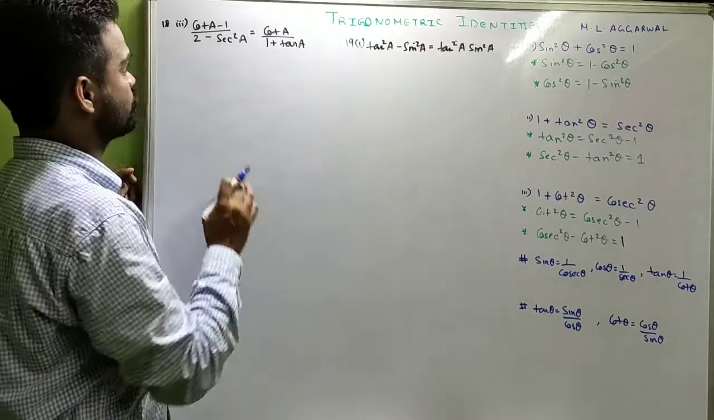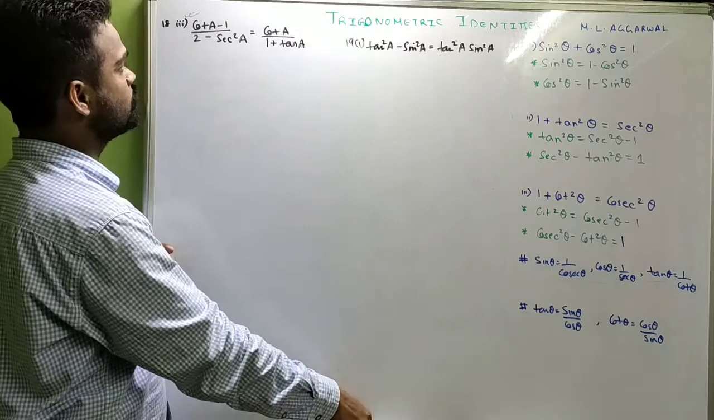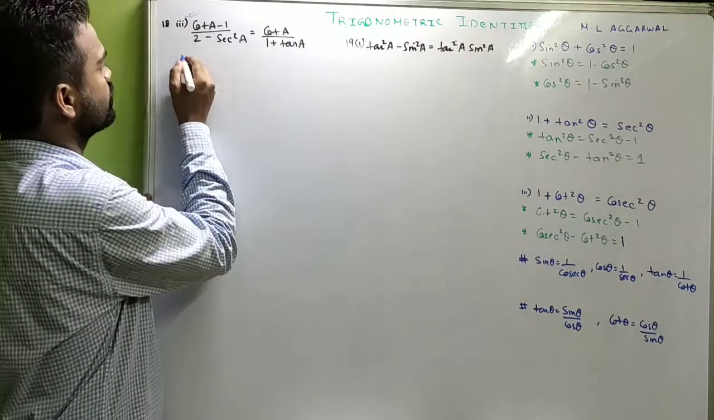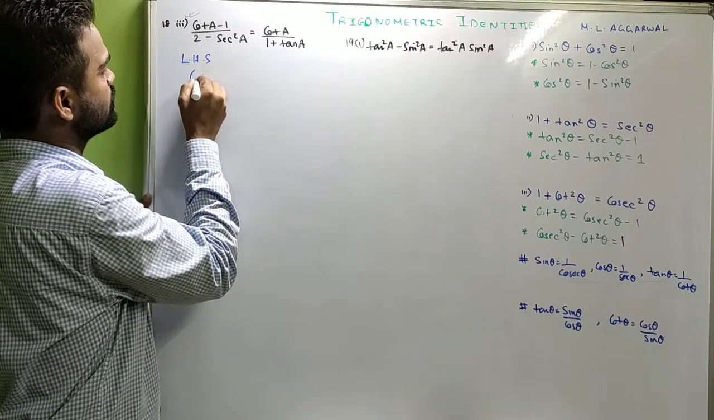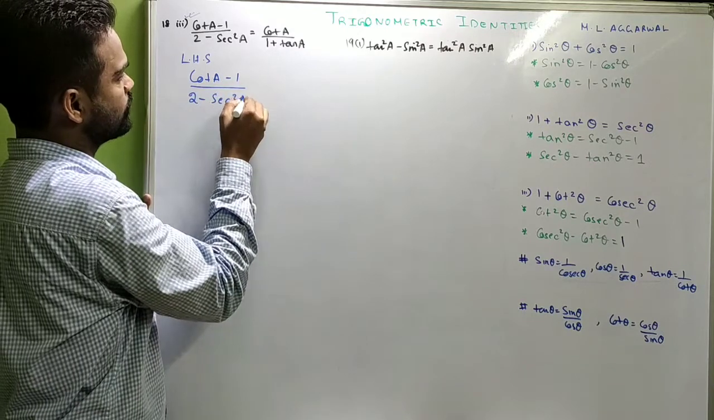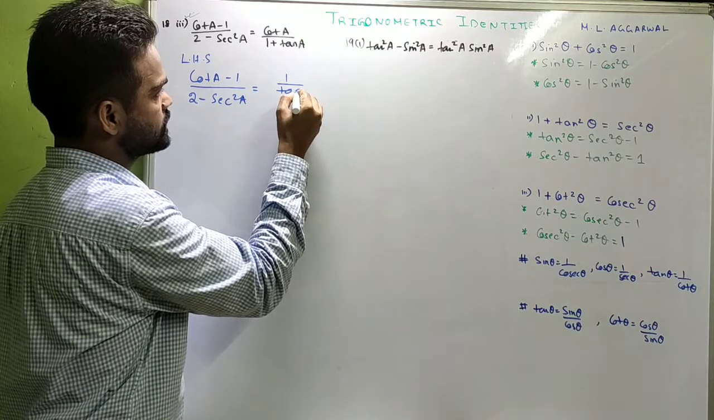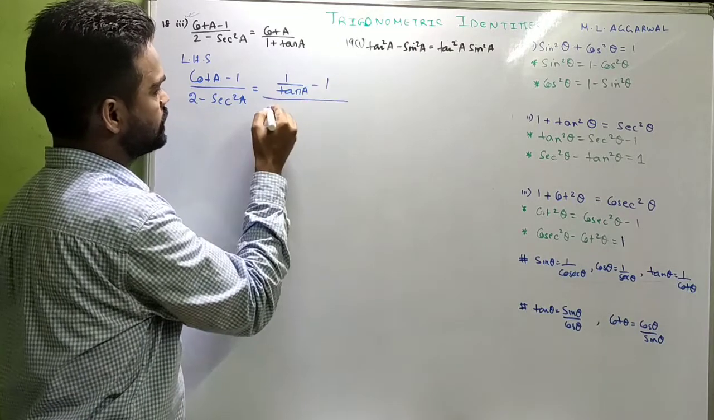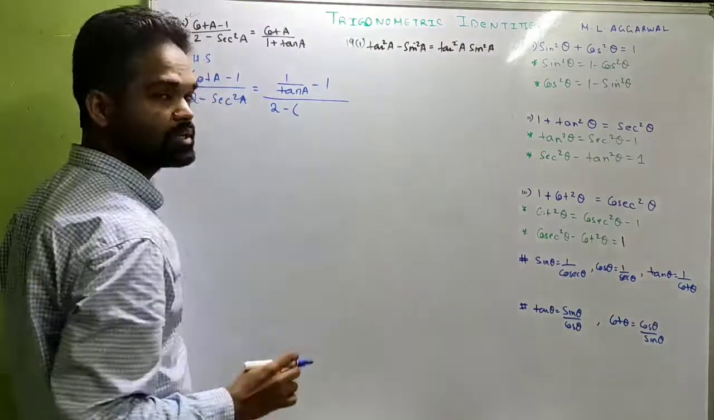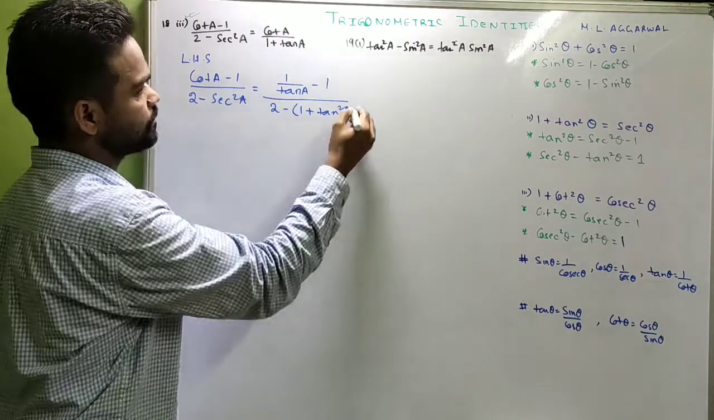Now look at 18 part 3. Very interesting. Prove that cot A minus 1 by 2 minus sec square A equals cot A by 1 plus tan A. Just look over here. Your left hand side is cot A minus 1 by 2 minus sec square A. Now cot A I can write as 1 by tan A minus 1. In the denominator, 2 minus sec square A. Now just look, sec square theta is 1 plus tan square theta. So I can write 1 plus tan square A, isn't it?